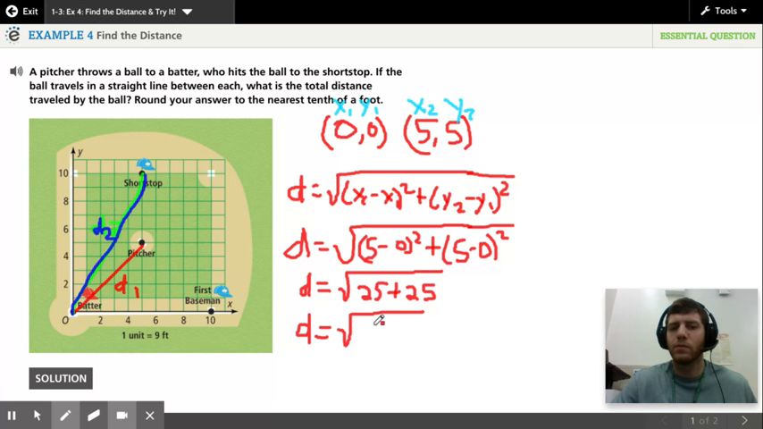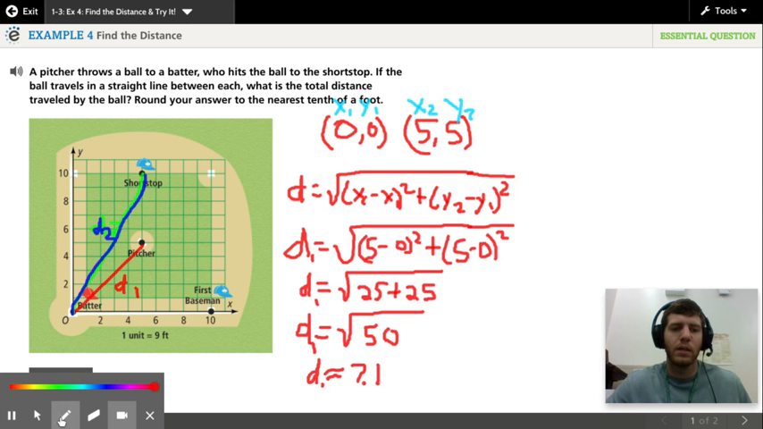Okay, and then 25 and 25 is 50. Square root of 50 is going to be approximately 7.1-ish. Right, square root of 49 is 7, so it's going to be just more than 7. It might even be 7.0 something, but approximately 7.1. Okay, that's the distance the ball traveled from the pitcher to the batter. That's what we call D1. Right, that was our first distance.